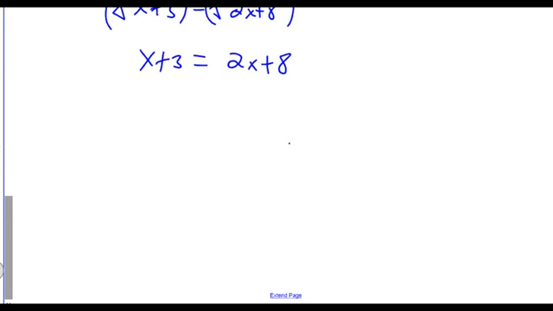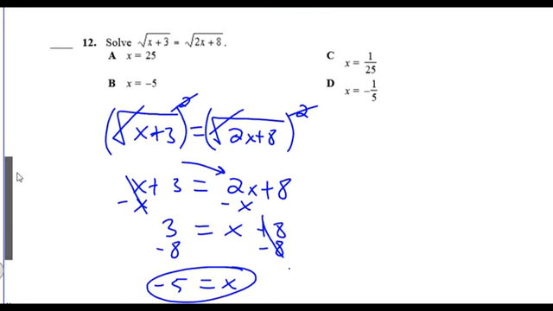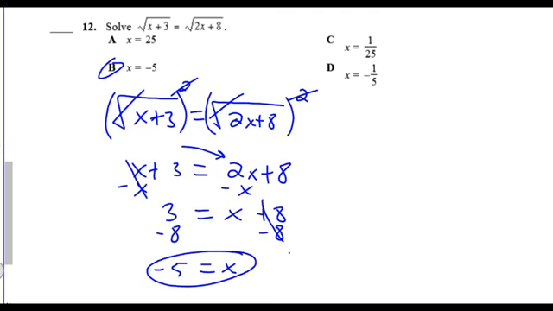Okay, so now x is on one side, numbers on the other. I'm going to bring this x to the other side so we don't end up with negative x's. Here, I'll actually do it in case your algebra skills are rusty. So with x plus 3, I'd subtract x from both sides. Minus x, minus x. So we'd have 3 is equal to 2x minus x, which is just x, plus 8. And then I'd subtract 8 from both sides, so minus 8. So we'd end up with negative 5. So 12 is B.